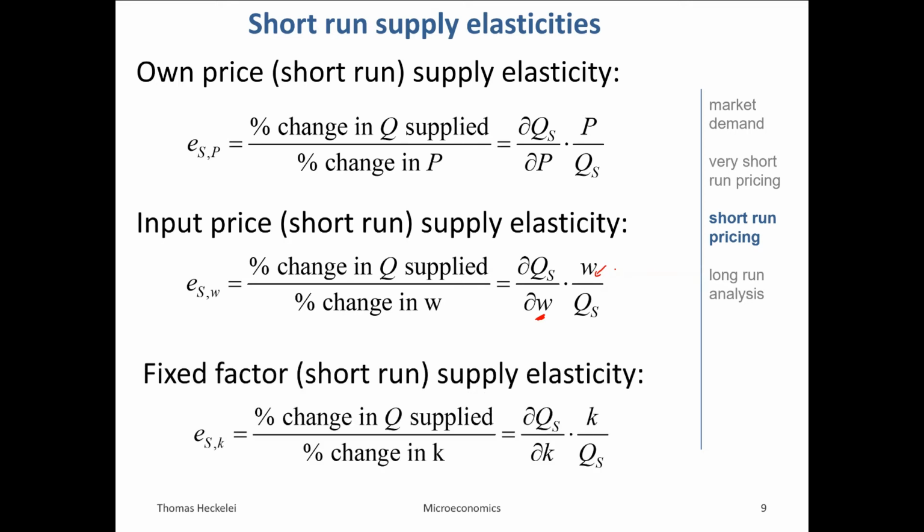The last thing is for the last argument in our market supply function, the fixed factor short-run supply elasticity. Even though we said the factor K, capital, is fixed, it's still possible to derive the elasticity with respect to K, in a similar manner to before.